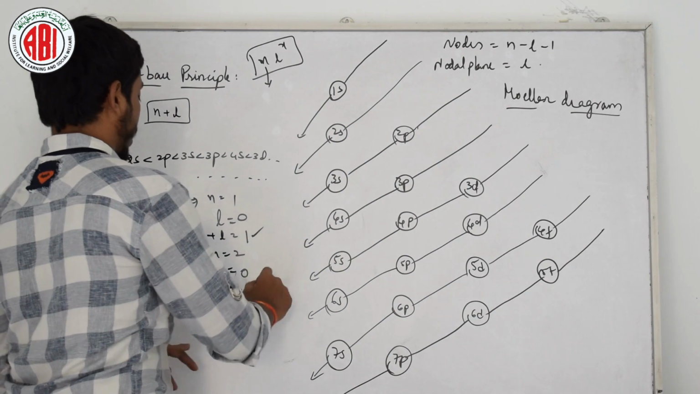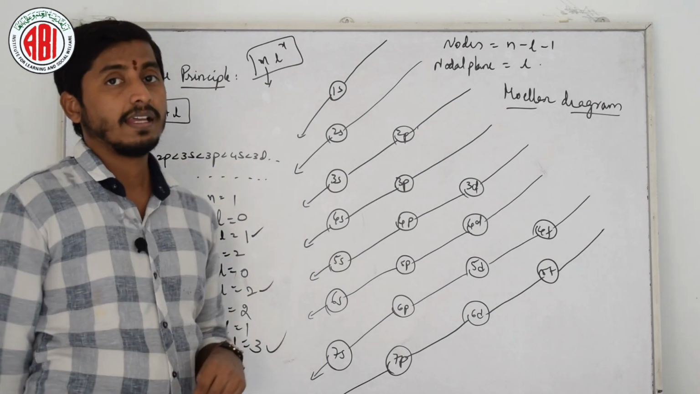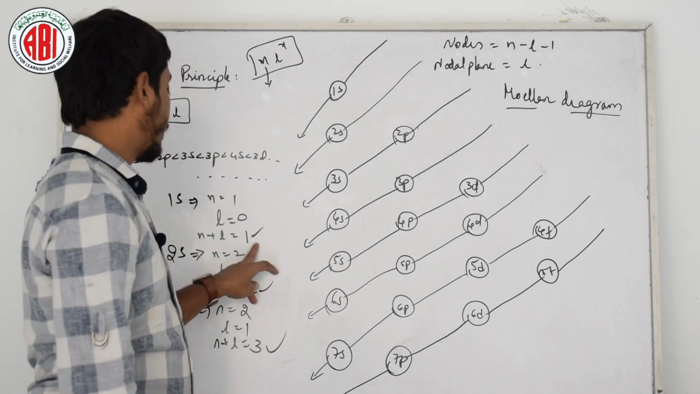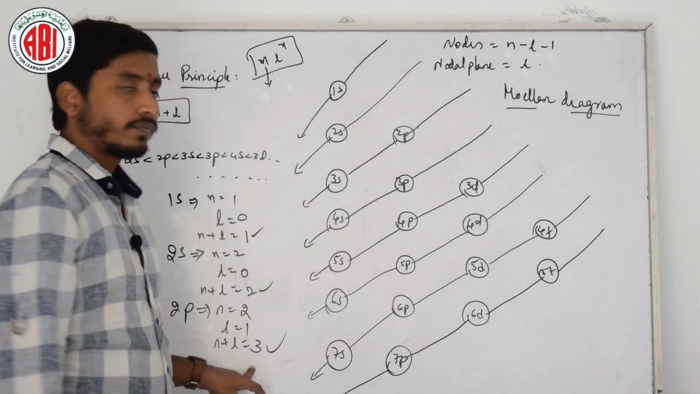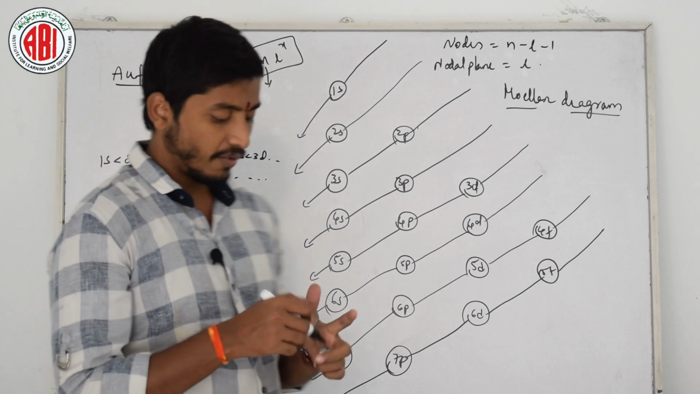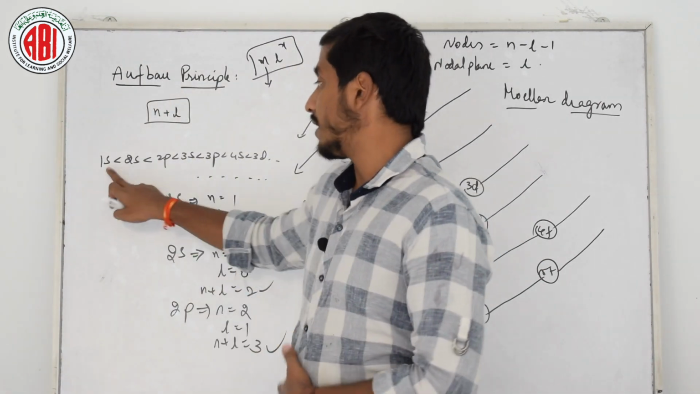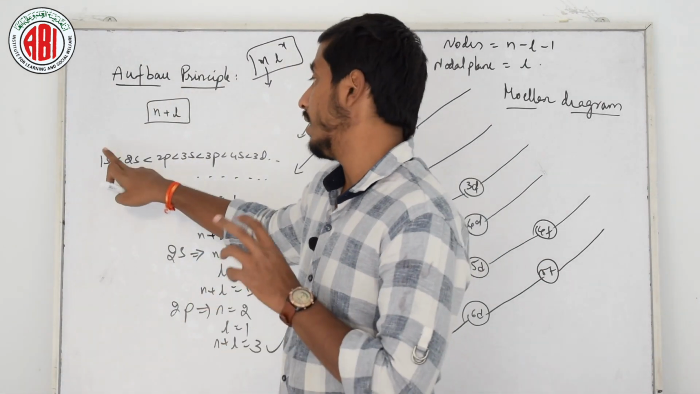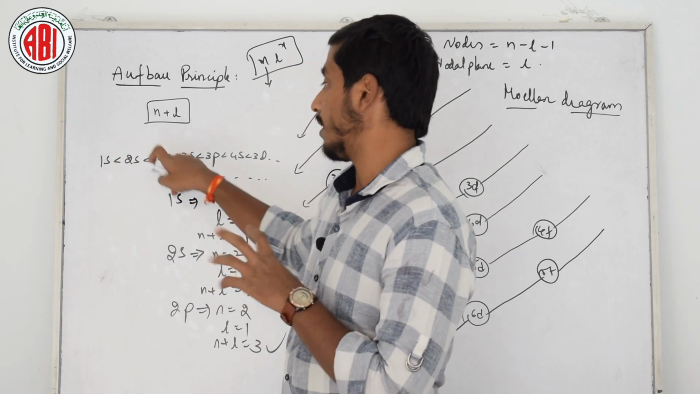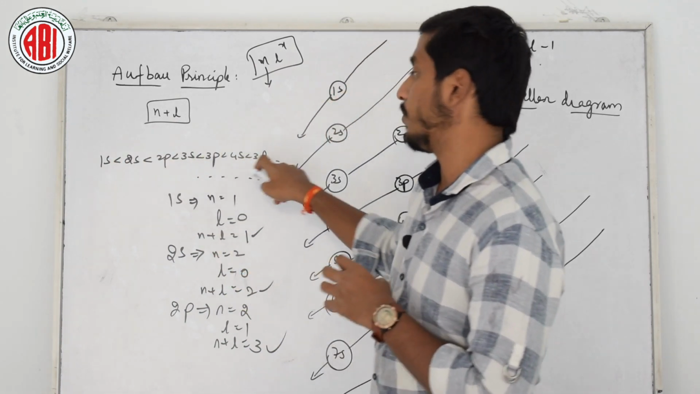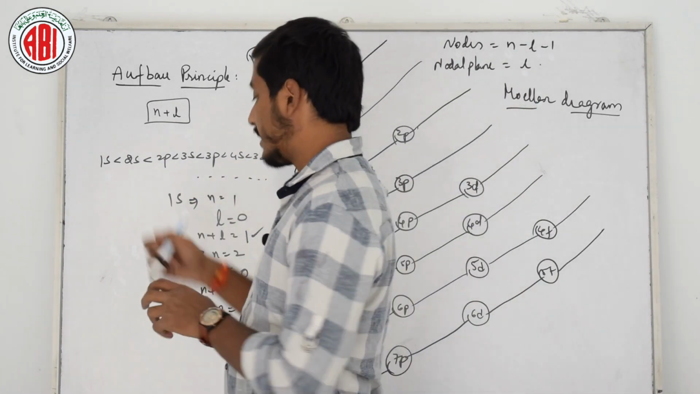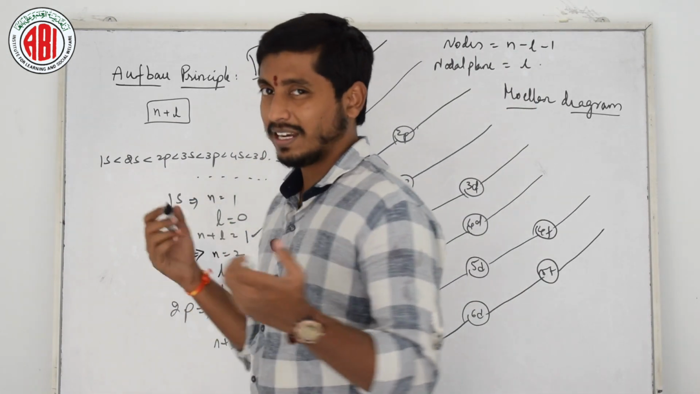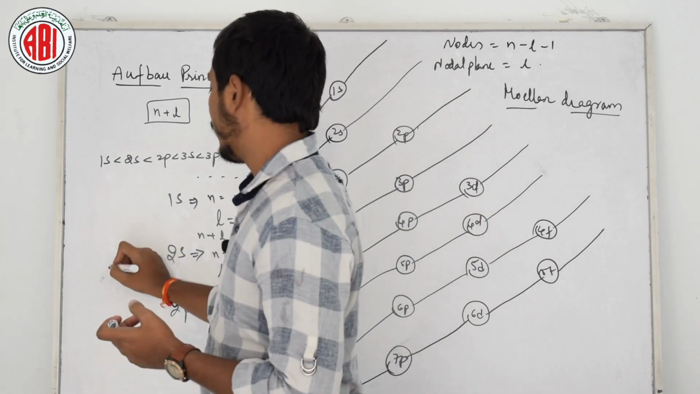Here n plus L is 1. Here n plus L is 2. Here n plus L is 3. Right? Which means it is increasing in the order of n plus L. Is it clear? This is how we will fill the electrons. First the electron will fill in the 1s orbital, then 2s orbital, then 2p, then 3s, then 3p, 4s and 3d.